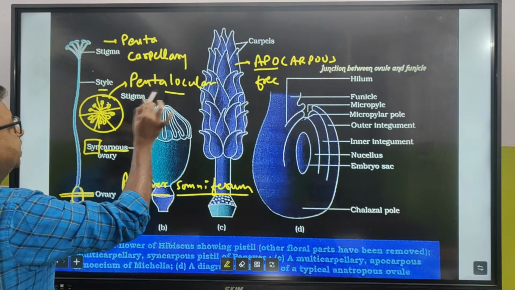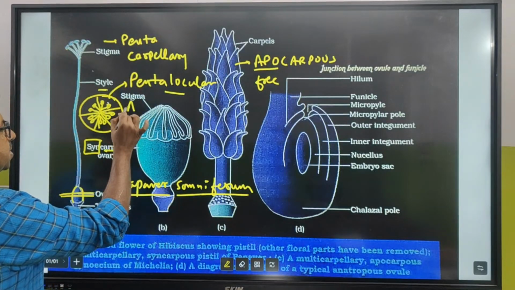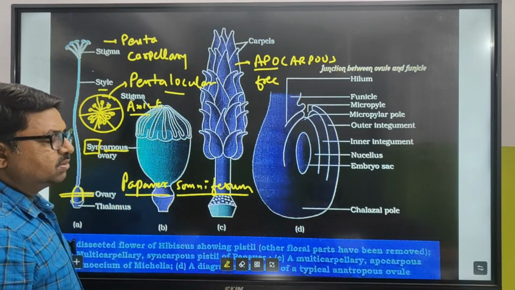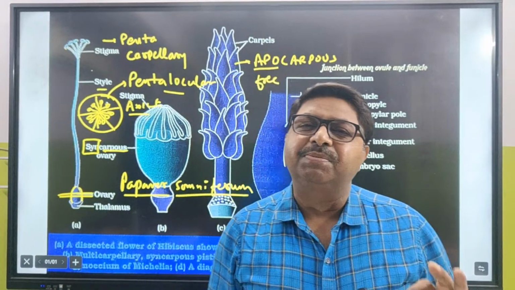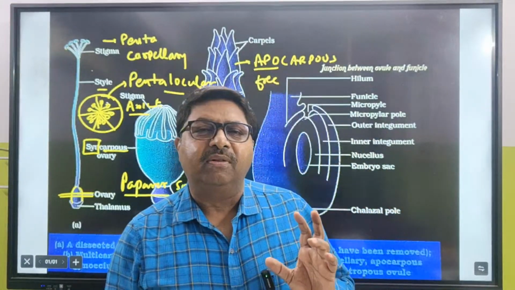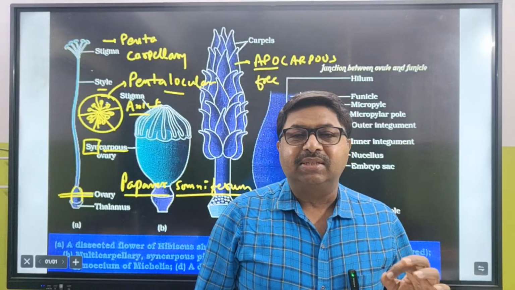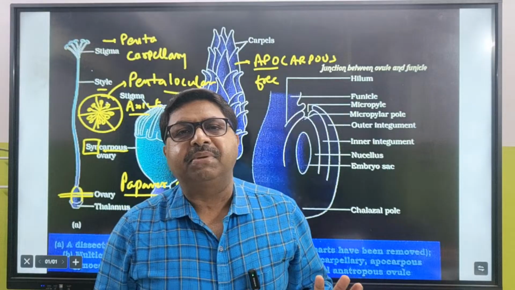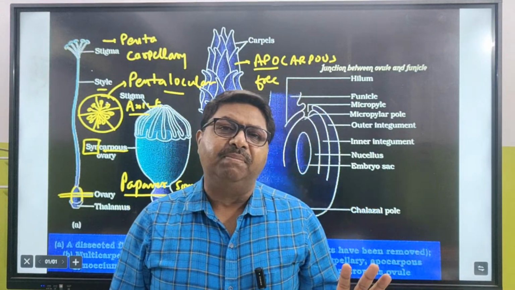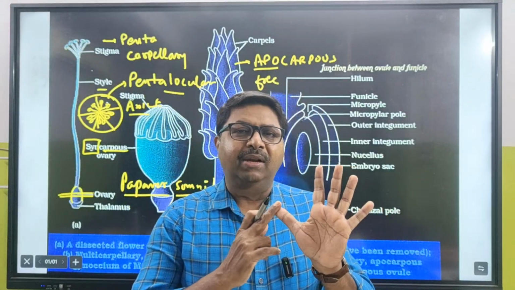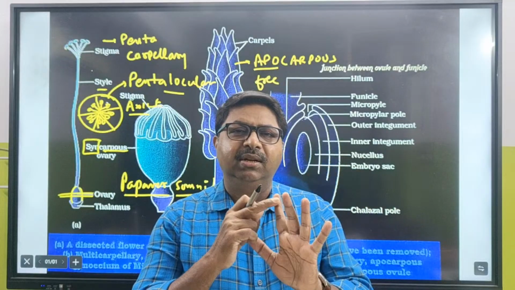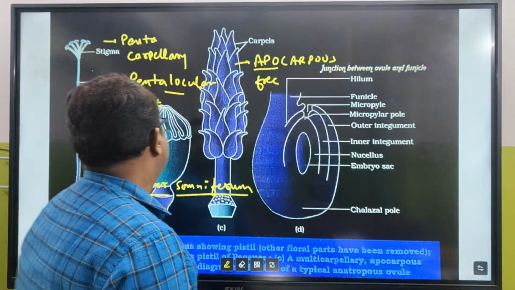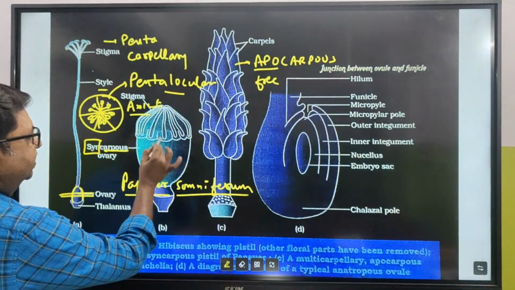So we can call this pentalocular and pentacarpellary. And what is the placentation? Axial placentation, because they have got chambers. So what is placentation? It is the arrangement of the ovules inside the ovary. And there are different types of placentation we have talked about in the chapter Morphology of Flowering Plants: basal, marginal, axial, free central, and parietal. Good.